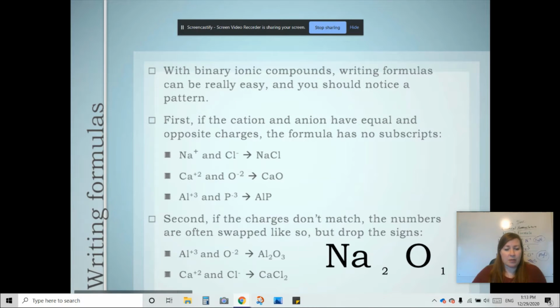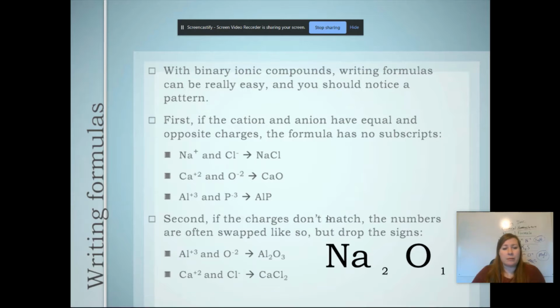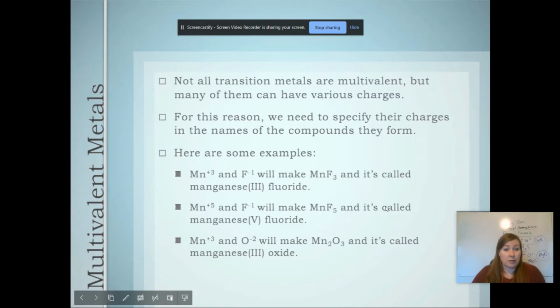Another couple of examples here. Al +3 and O -2, you'll have Al2O3. So the numbers kind of crisscross. Ca +2 and Cl -1, you get CaCl2. So those are some patterns maybe you've noticed, and they usually work. There's a little bit of tricky stuff you might see occasionally.